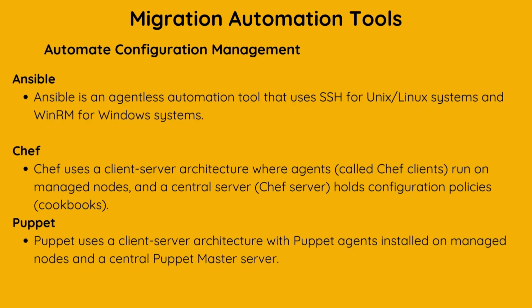Automate configuration management. Ansible is an agentless automation tool that uses SSH for Unix Linux systems and WinRM for Windows systems. Chef uses a client-server architecture where agents, called Chef clients, run on managed nodes, and a central server, the Chef server, holds configuration policies, cookbooks. Puppet uses a client-server architecture with Puppet agents installed on managed nodes and a central Puppet master server.